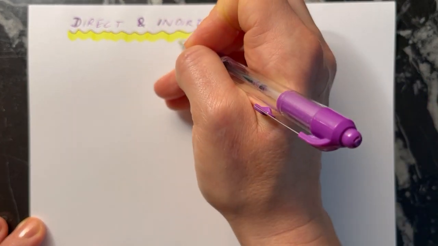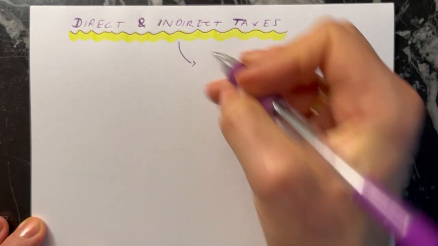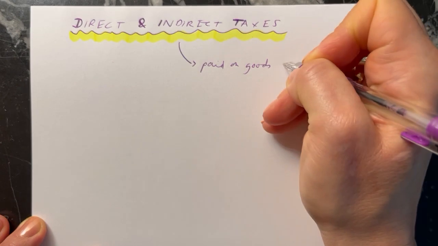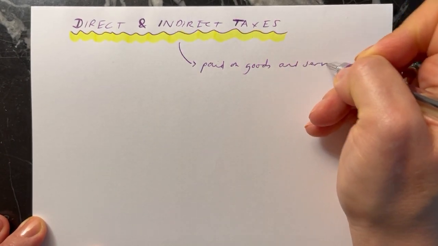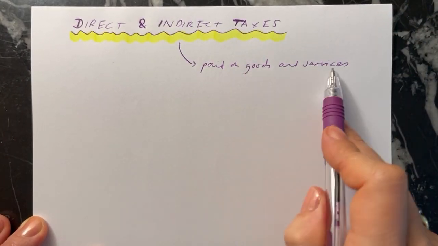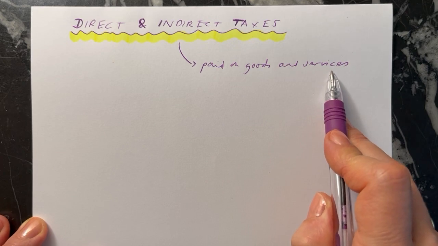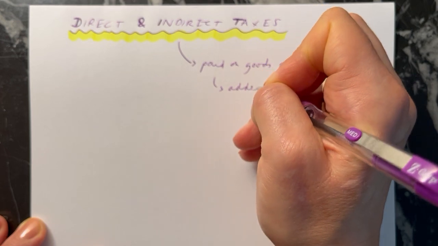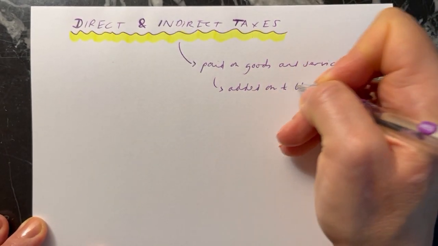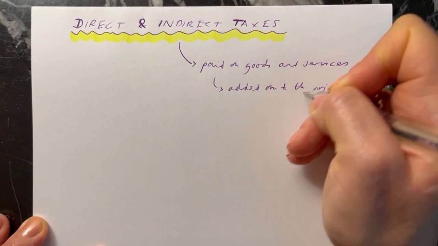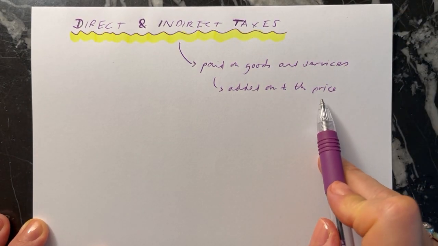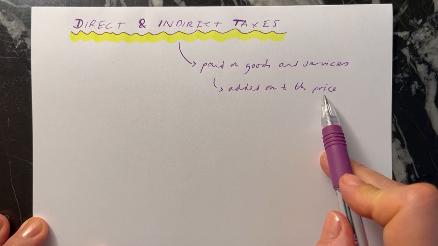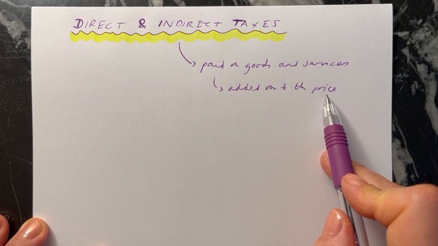Indirect taxes, if we start off on the right hand side here, are taxes which are paid on goods and services. So when a good or a service, a product, is bought, it's a tax that's added on. So it's added on to the price. And depending on which country you're in the world, it will show on the price tag, or sometimes you'll have to pay for it when you get to the till and pay for your product.